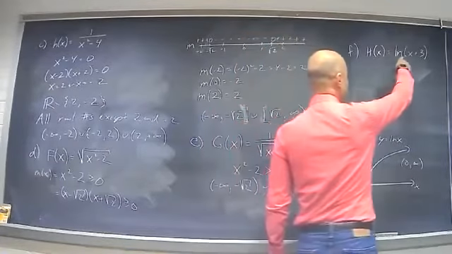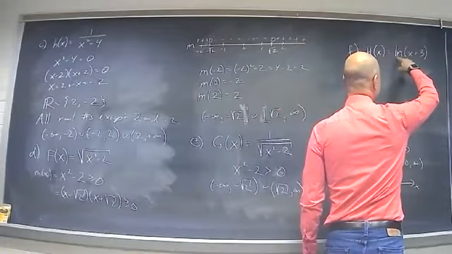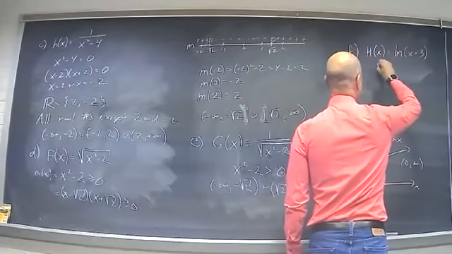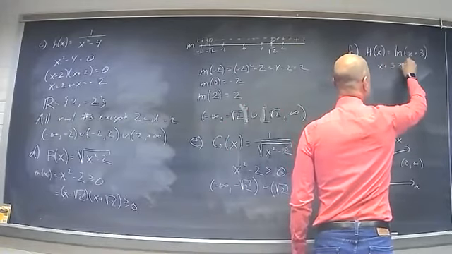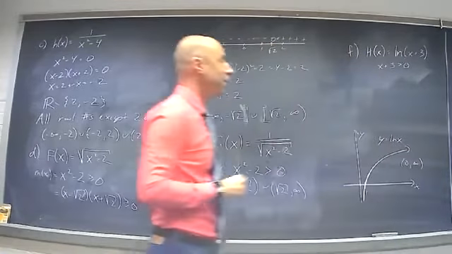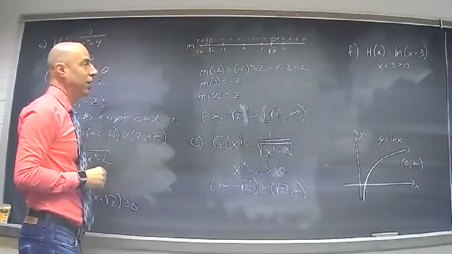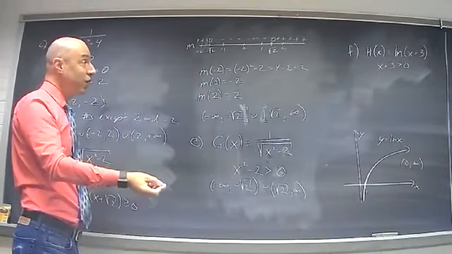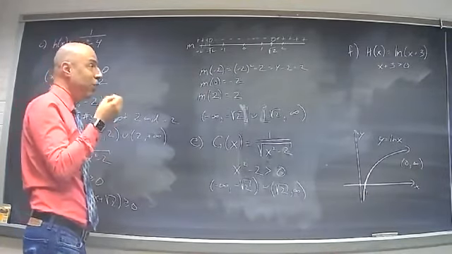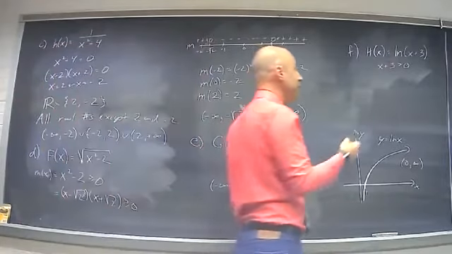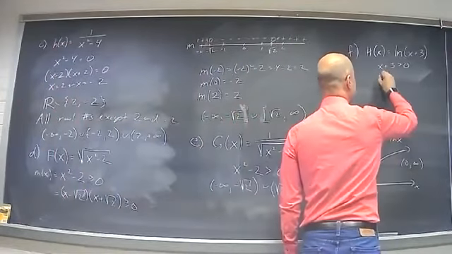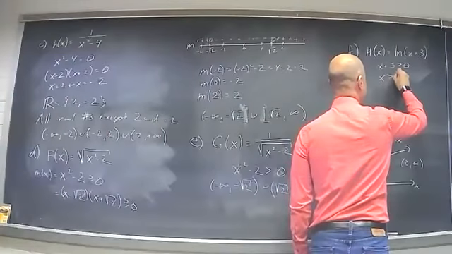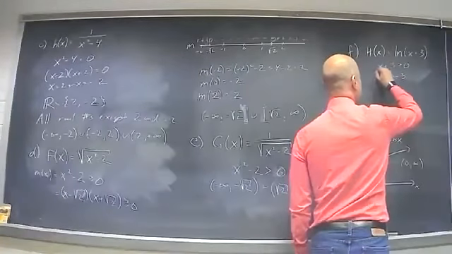So if we're going to take natural log of x plus 3, then x plus 3 has to be greater than 0. It has to be a positive number. If I was taking the square root of x plus 3, then x plus 3 could be greater than or equal to 0, but you can't take the natural log of 0. So this is just x is greater than negative 3.